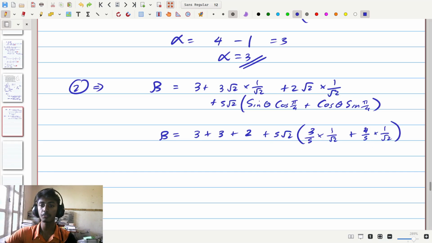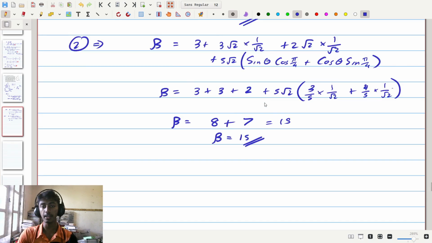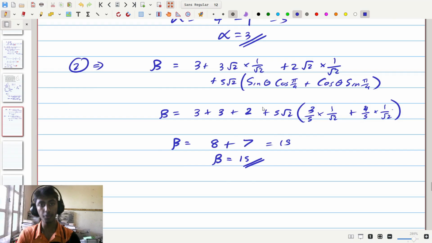The 5's cancel for these 1 over 5's, leaving us with 3 plus 4 inside of the bracket, which is 7. So therefore, beta is equal to 3 plus 3 is 6, plus 2 is 8, plus the thing on the inside, which is 7, which is 15. And therefore, beta is equal to 15. So there we go. We've solved for alpha and beta. Alpha is equal to 3 and beta is equal to 15.